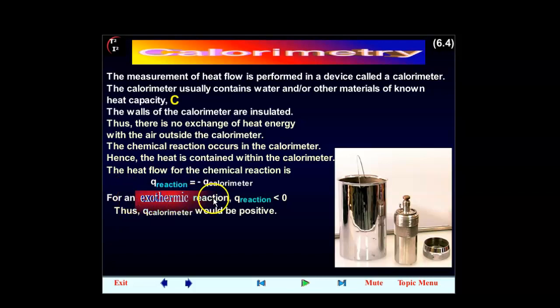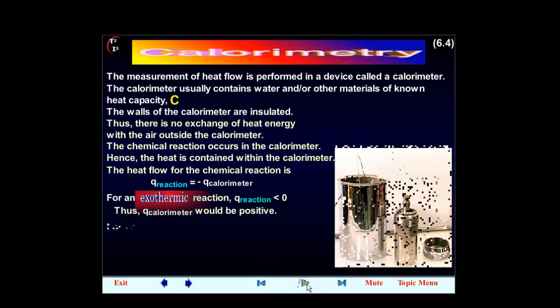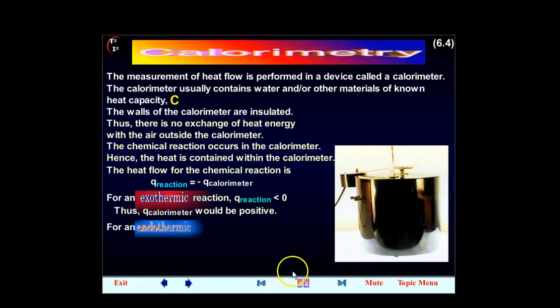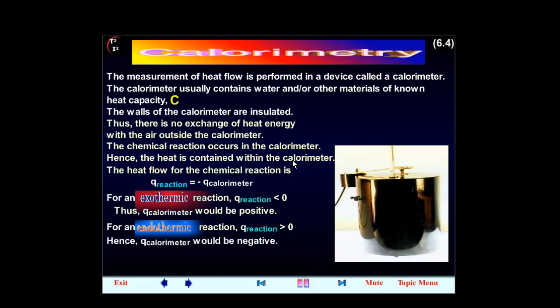For an exothermic reaction, Q reaction is less than 0. So when this heat is coming in, it's absorbed by the calorimeter, and when the calorimeter is giving out the heat, it's going to be the same heat it absorbed initially. For an endothermic reaction, Q reaction is greater than 0. Hence, Q calorimeter would be negative.